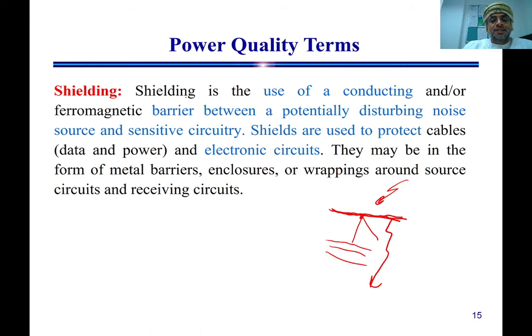So shielding is the use of a conducting barrier between a potentially disturbing noise source and a sensitive circuit. So this is for overhead line shielding, but we also use shielding to protect electronic circuits as well. Those shields can be made from a metal barrier, enclosure, or wrapping around the source circuit and receiving circuit.